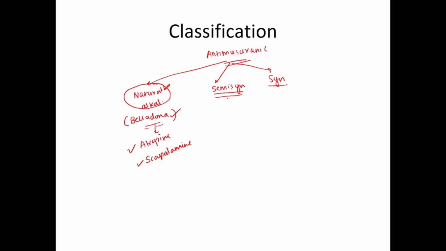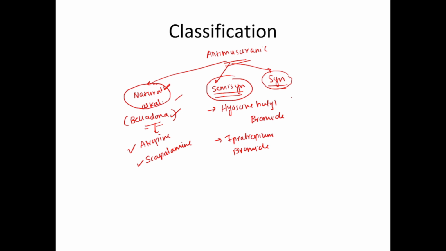Now the semi-synthetic ones are nothing but the addition of some chemical agents or chemical derivatives, which will help in the pharmacokinetic aspect or the mechanism of action. In that we are mainly going to have isocyane butyl bromide, then you can have your ipratropium bromide. So two examples you can remember over here of your natural, and then you are going to have your semi-synthetic derivatives.